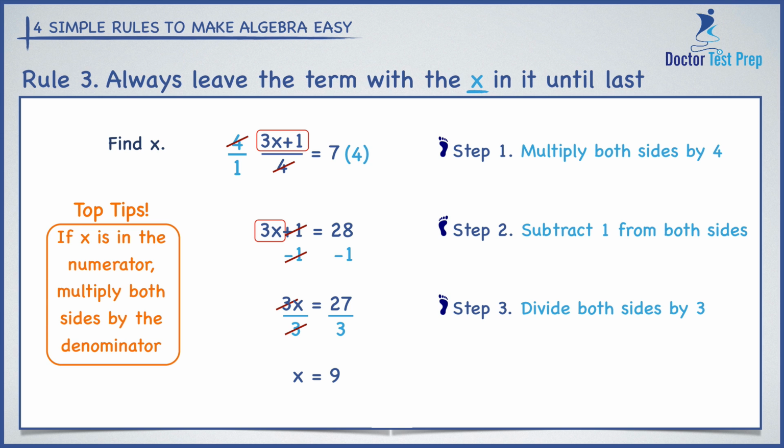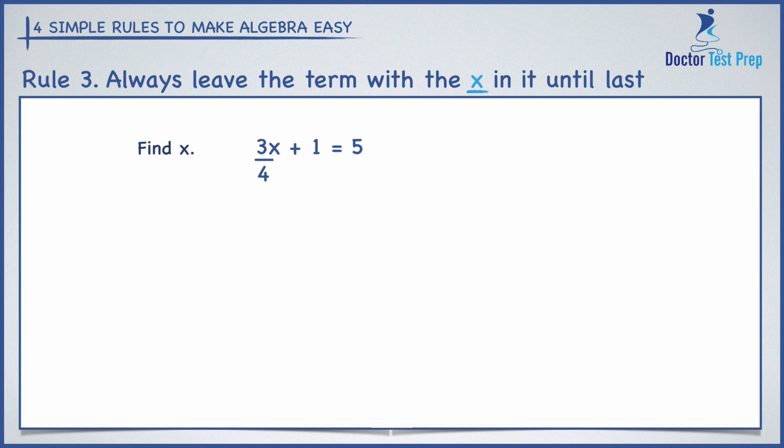Great, so rule number 3: always leave the term with the x in it until last. Before we move on to rule number 4, let's do one more example of number 3, just so we get the hang of it. In this example, I've got 3/4 of x plus 1 equals 5. So let's circle the term with the x in it. That's that entire fraction right there.